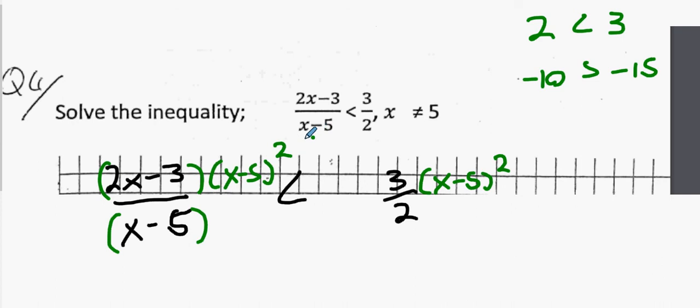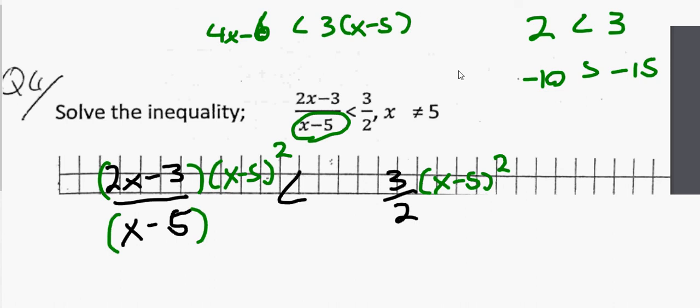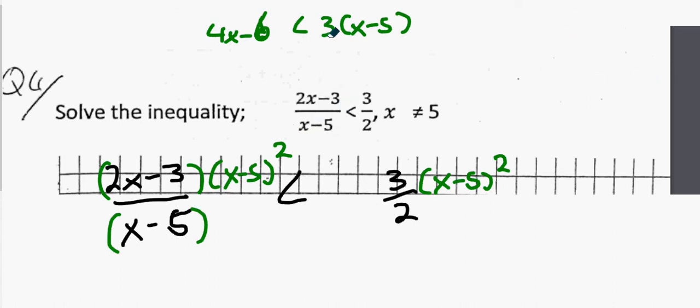Now what's the problem with x minus 5? I don't know if it's positive or negative. So I can't just cross multiply it up. So some people did it like this. You brought the 2 up to the 2x minus 3 and you said 4x minus 6. And then the other people, you brought the x minus 5 up to the 3 and you said less than 3 into x minus 5. My problem here is I don't know whether you should switch that or not. Does that make sense? Do you switch the sign or do you not switch the sign?